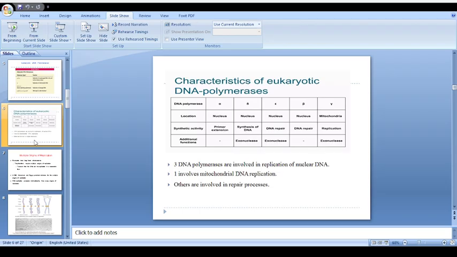These are characteristics of eukaryotic DNA polymerase. Especially, as I told you, 3 polymerases are associated with our nuclear DNA replication, that is alpha, delta as well as beta, and one is involved in the mitochondrial replication, that is nothing but our gamma. And here the table shows the comparative details of our various DNA polymerases.